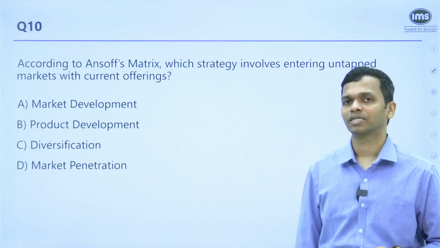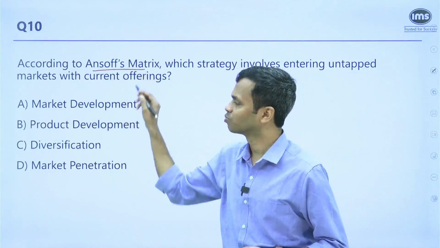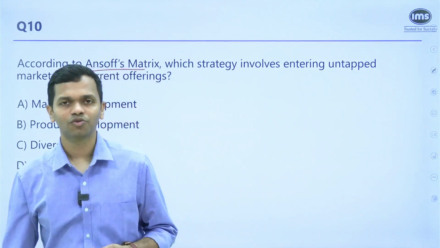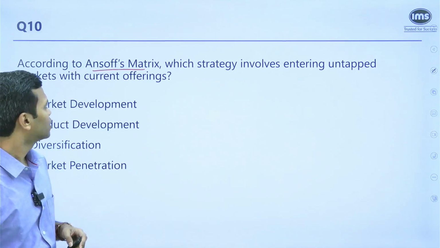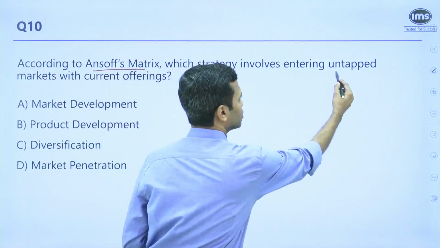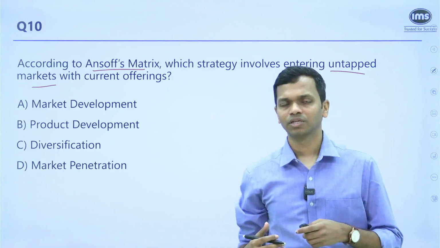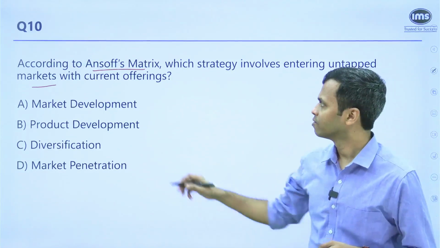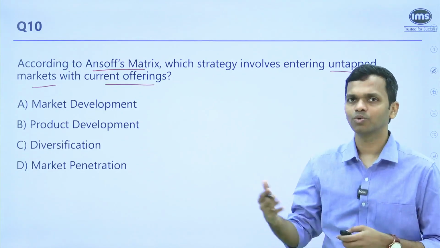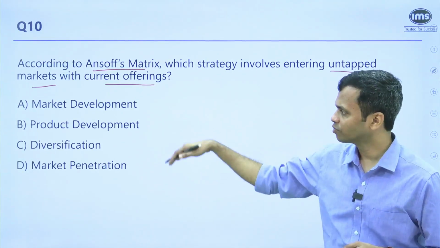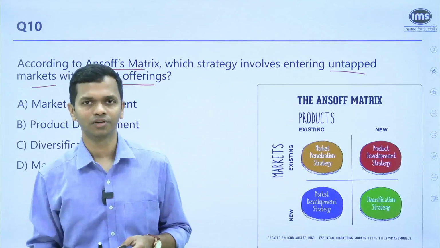According to the Ansoff matrix, and this is an important concept in management strategy, you will keep hearing this name again and again, and I'll show you the matrix. Which strategy involves entering untapped markets with current offerings? There are some keywords, the first of which is untapped market. An untapped market is something where you're not there at this point of time with current offerings, meaning you have some offering right now and you're going to use them to enter an untapped market. So which of the four strategies is this? Let's look at the answer, but for that you need to know this figure.